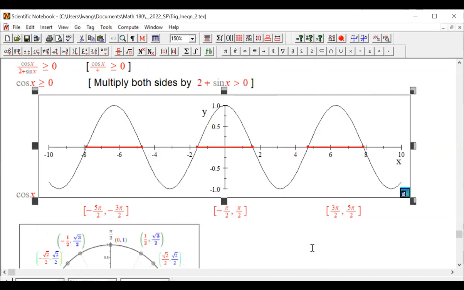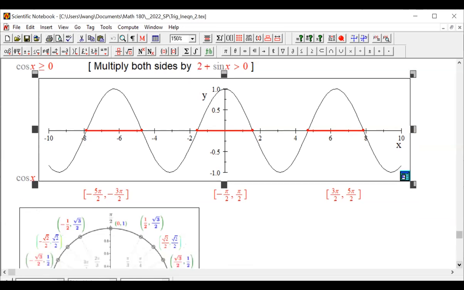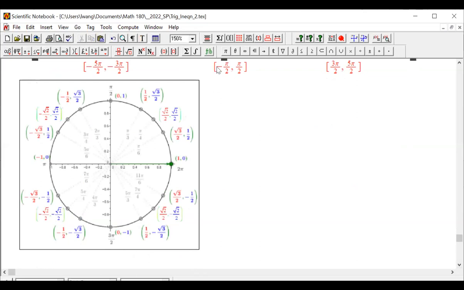There. So we're going to see patterns, right? What pattern have we seen? The width of each interval is pi, right? The width of each interval is pi. So let's see if we can find a pattern.